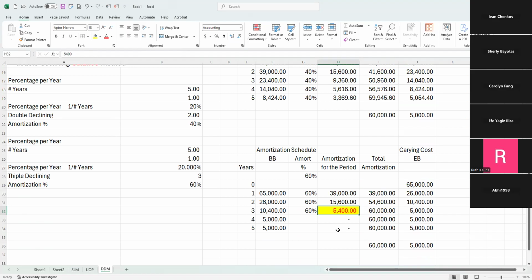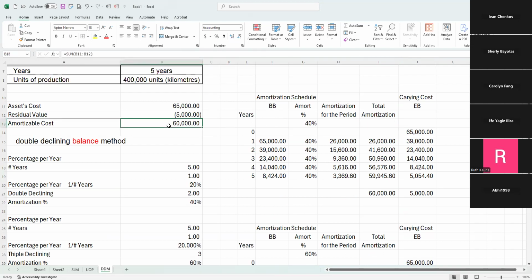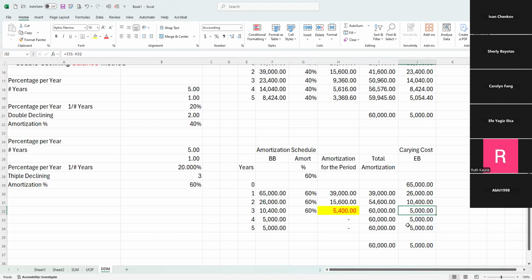And this happens only and only on the declining method. Somewhere before the end of the useful life, you're reaching the total amortization or amortizable cost, and if you keep going, if you let the percentage be calculated based on the formula, you're going to drop below the residual value, which you can't. So you have to come and manually adjust the amortization for the period. Do you understand this?